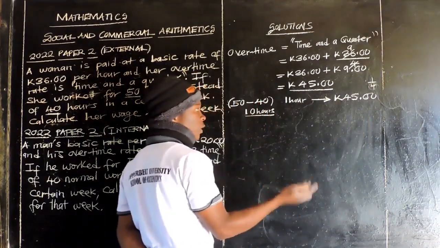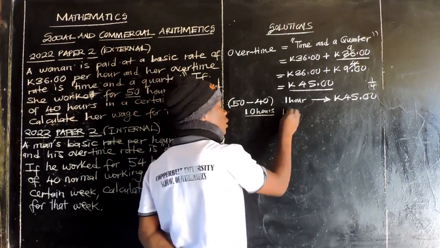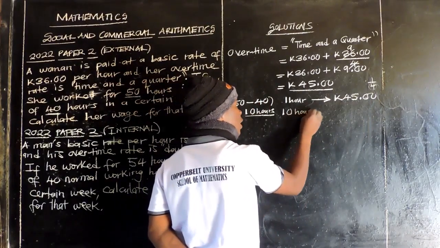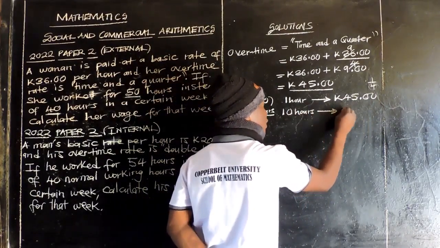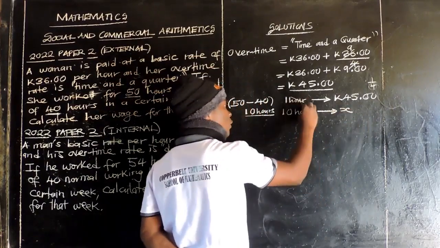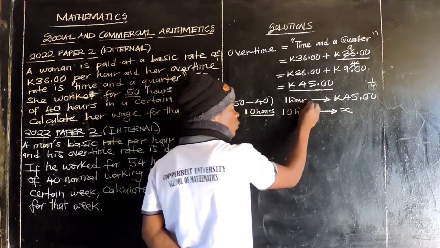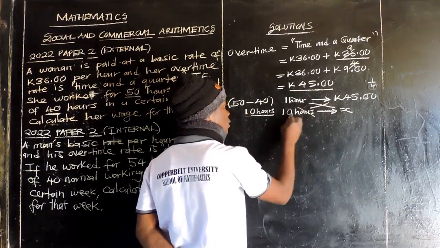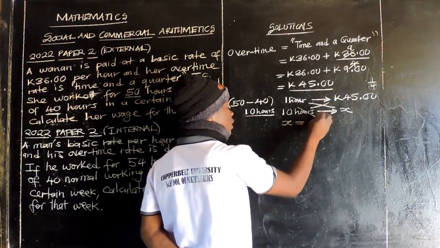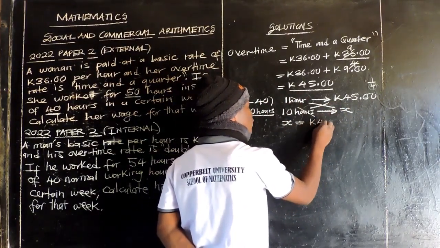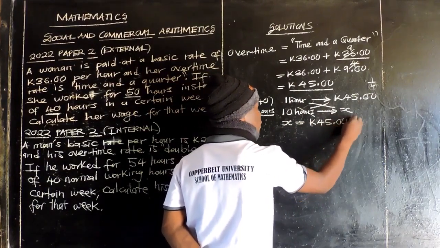Now in this case, she worked for 10 hours overtime. So 10 hours, what about 10 hours? We say 10 hours is equal to X. This is what we want. So these two are going to cancel. Then you can cross multiply and say 1 times X you get X is equal to, in this case we are multiplying 45 kwacha multiplied by 10.